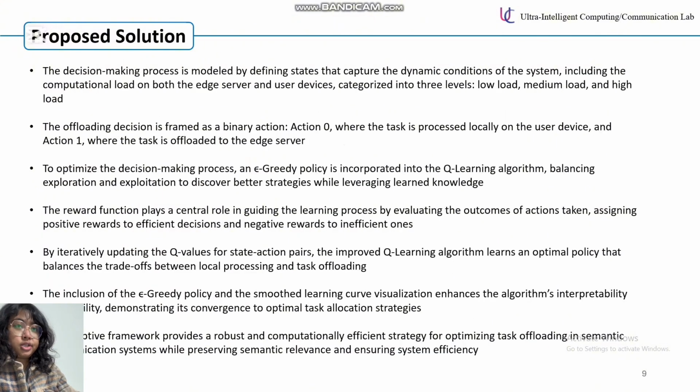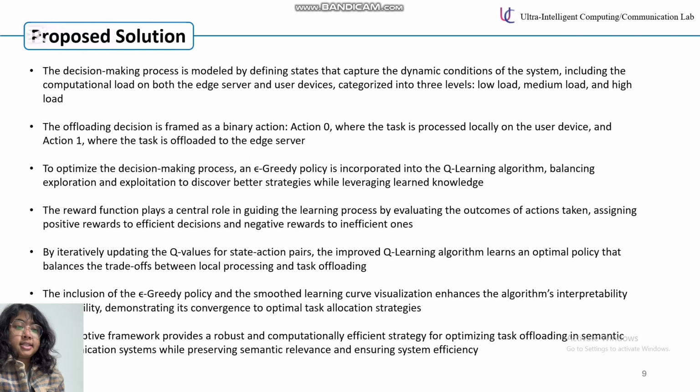In the proposed solution, the decision-making process is modeled by defining states that capture the dynamic conditions of the system, including the computational load on both the server and the user device. They are categorized into three levels: low load, medium load, and high load. The offloading decision is defined as a binary action. Action 0 is where the task is processed locally on the user device, and action 1 is where the task is offloaded to the server.